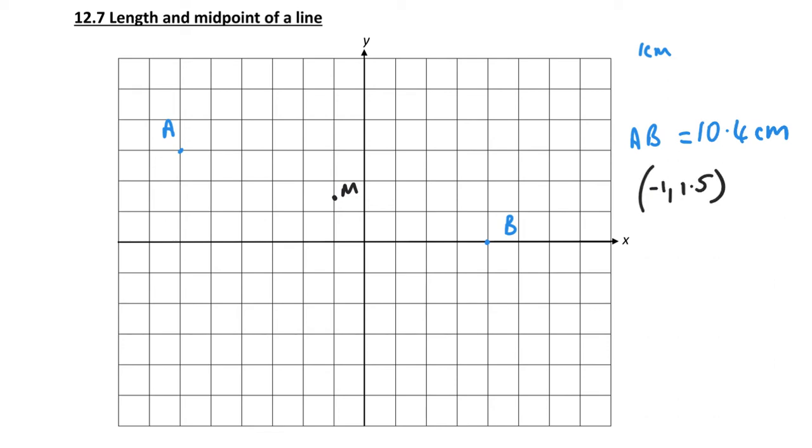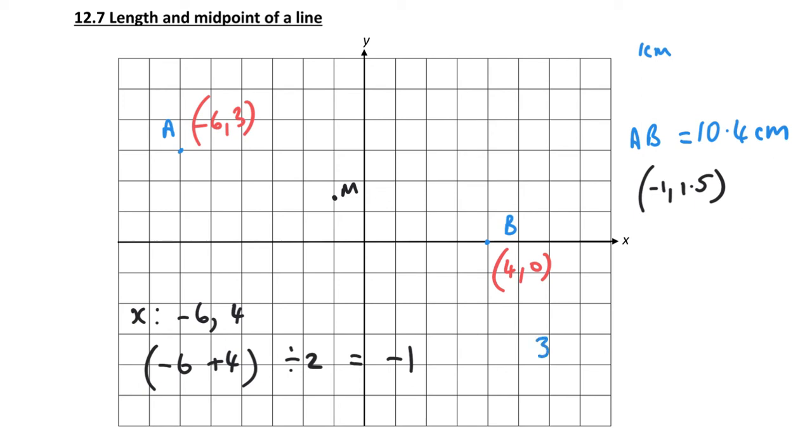Now there is a relationship between that number and the coordinates of A and B. So A has the coordinates of -6, 3 and B has the coordinates of 4, 0. If we find the average of the x coordinates, so the x values are -6 and 4, we add those together and divide by 2, so -6 add 4, and then divide that by 2, we get an answer of -1. If we do the average of the y coordinates, which are 3 and 0, then 3 plus 0 divided by 2 gives us 1.5, which is where the point is.